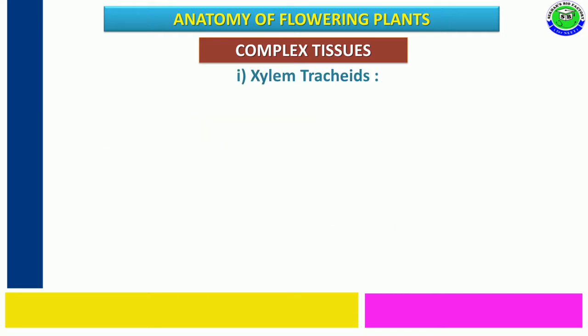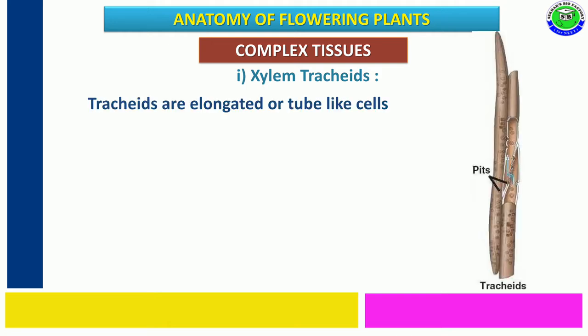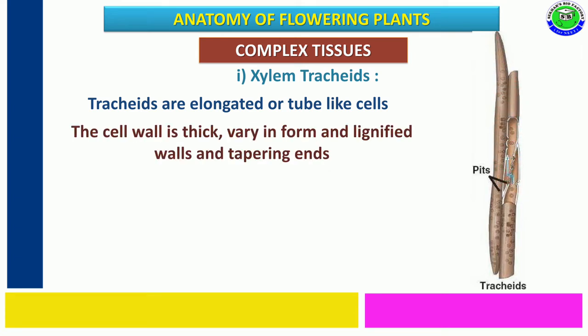The first type is xylem tracheids. The tracheids are elongated tube-like cells, and these cells consist of a very thick cell wall, but it varies in form, having some thin areas at a few locations. The main characteristic feature of the cell wall is that it is lignified, and the cell has tapering ends.